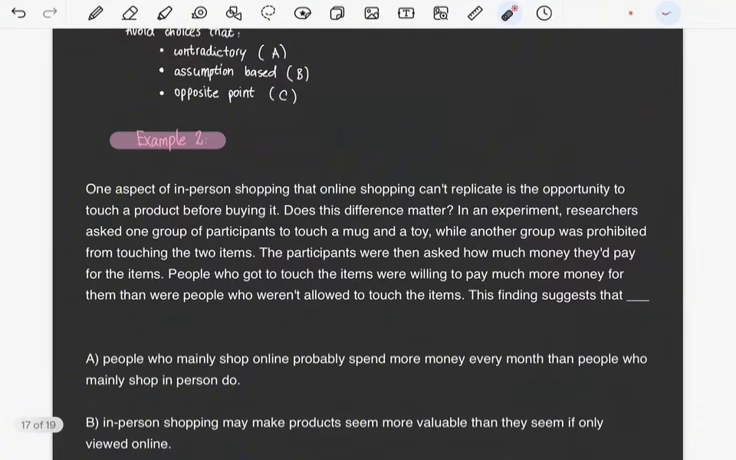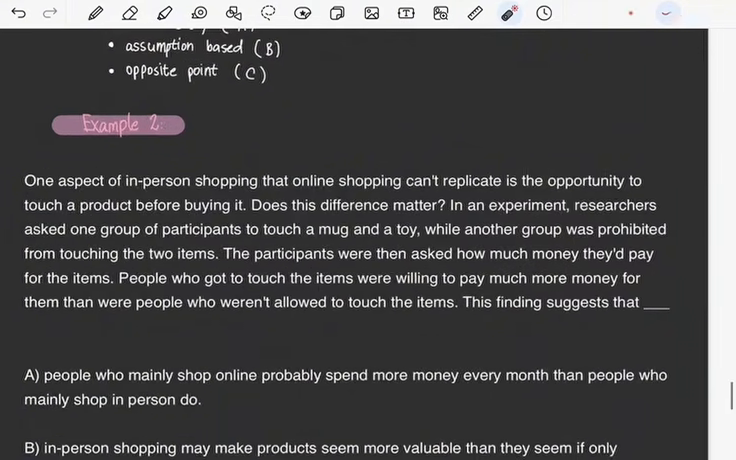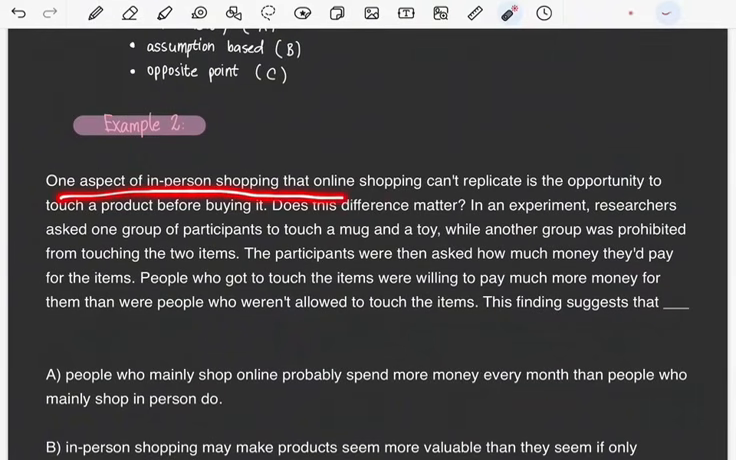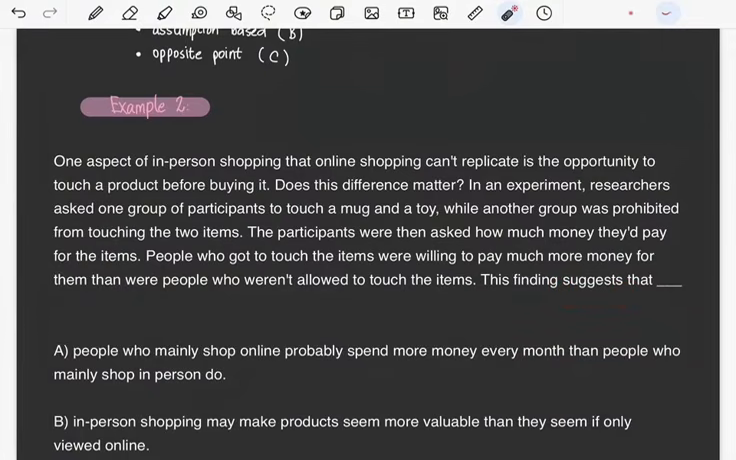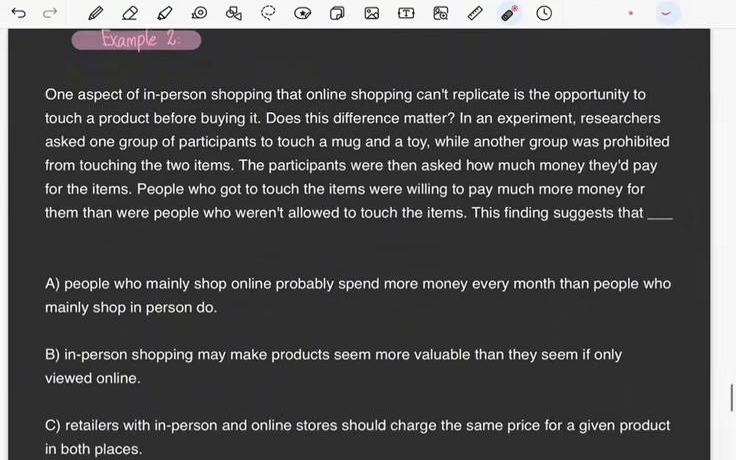Now let's go to the next passage. One aspect of in-person shopping that online shopping can't replicate is the opportunity to touch a product before buying. Does that difference matter? In an experiment, researchers asked one group of the participants to touch a mug and a toy, while the other group was prohibited from touching the two items. The participants were asked how much money they'd pay for the item. People who got to touch the items were willing to pay much more than those who weren't allowed to touch the items. Now, the finding suggests, here the word suggests is our key word.